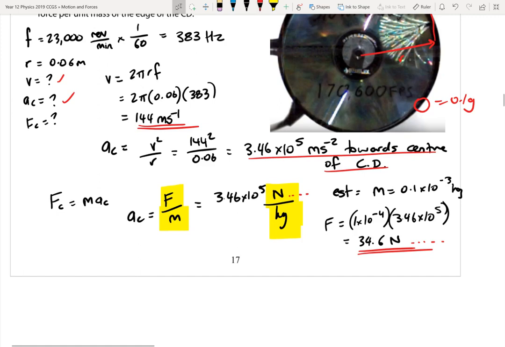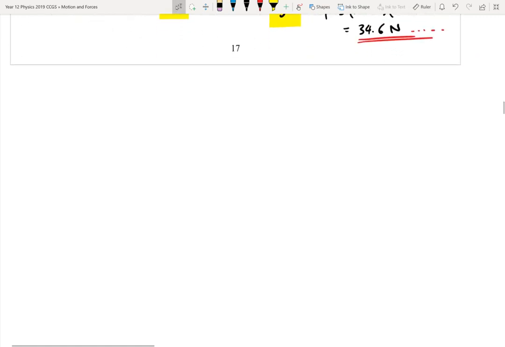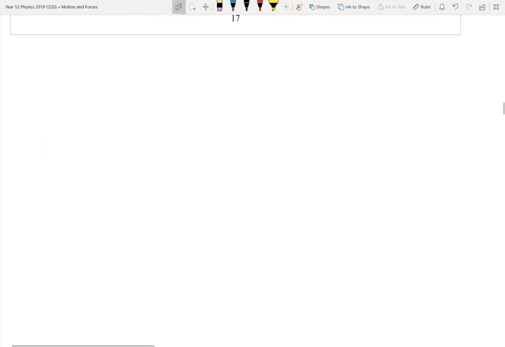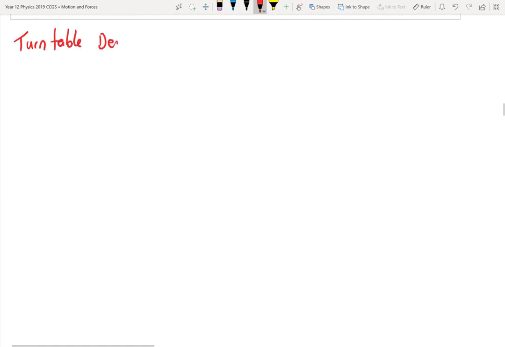Now, I foolishly forgot to give you a spare page titled Turntable Demo. Could you please find yourself a spare page? Apologies, but you'll need to find some paper. Okay. You don't need to draw this.